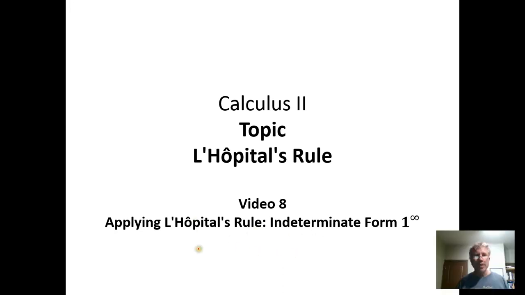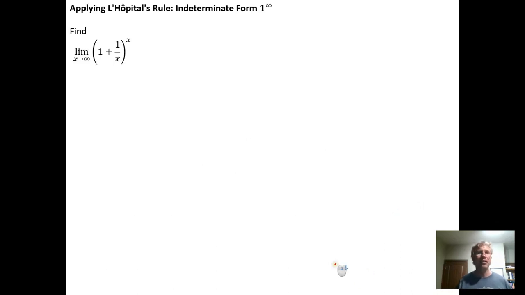So in this video we're going to apply L'Hopital's rule in a case where we have the indeterminate form 1 to infinity. So the limit that we want to find is the limit as x goes to infinity of (1 plus 1 over x) to the x. In Calc 1 we saw that this limit is actually Euler's number e.